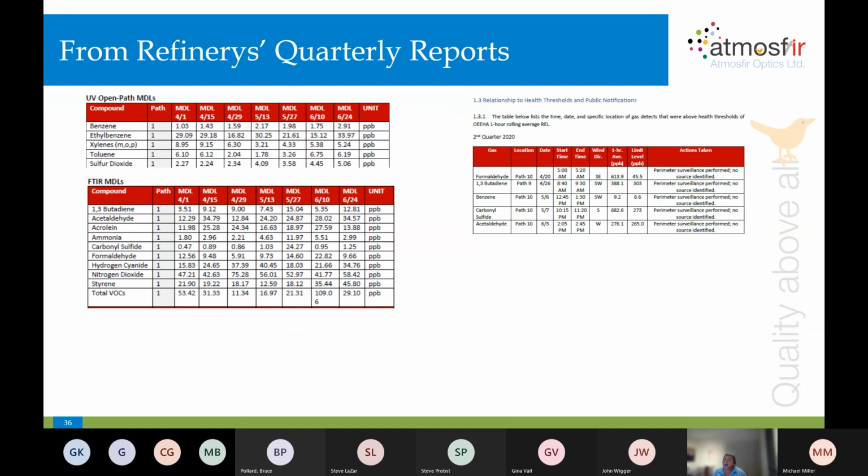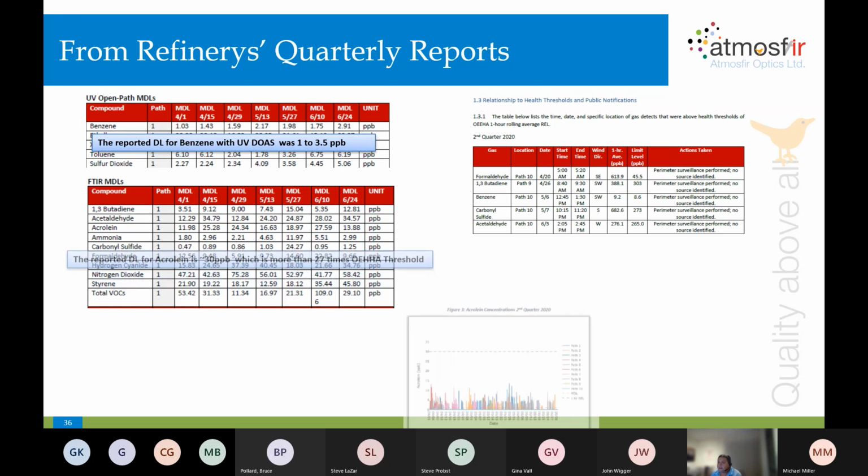Let's continue to look at the data that was reported by the refineries. So let's talk about this refinery. What we can see in that table is the benzene that was measured by UV DOAS, and the detection limit was between 1 to 3.5 ppb, not better than the FTIR.